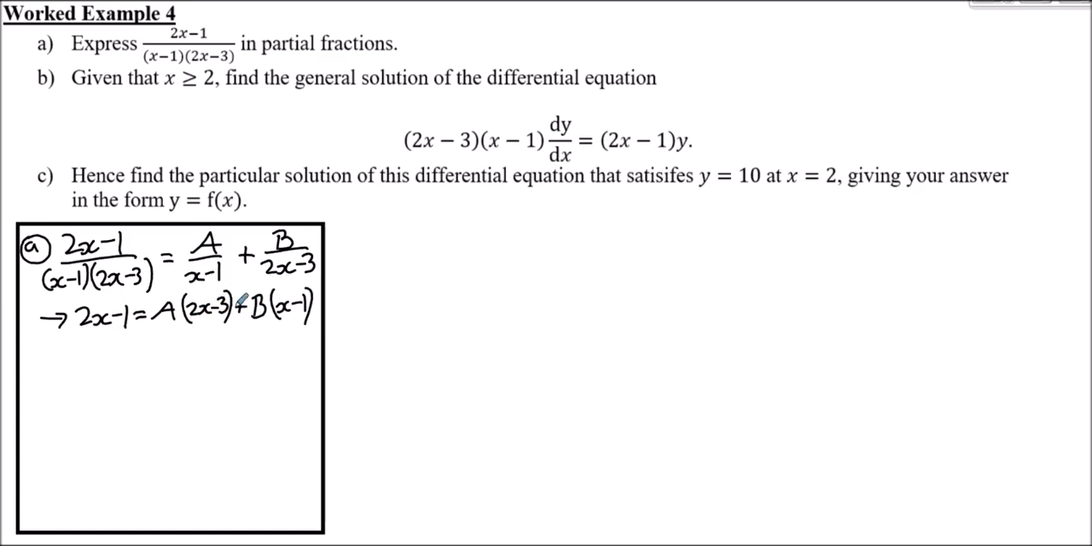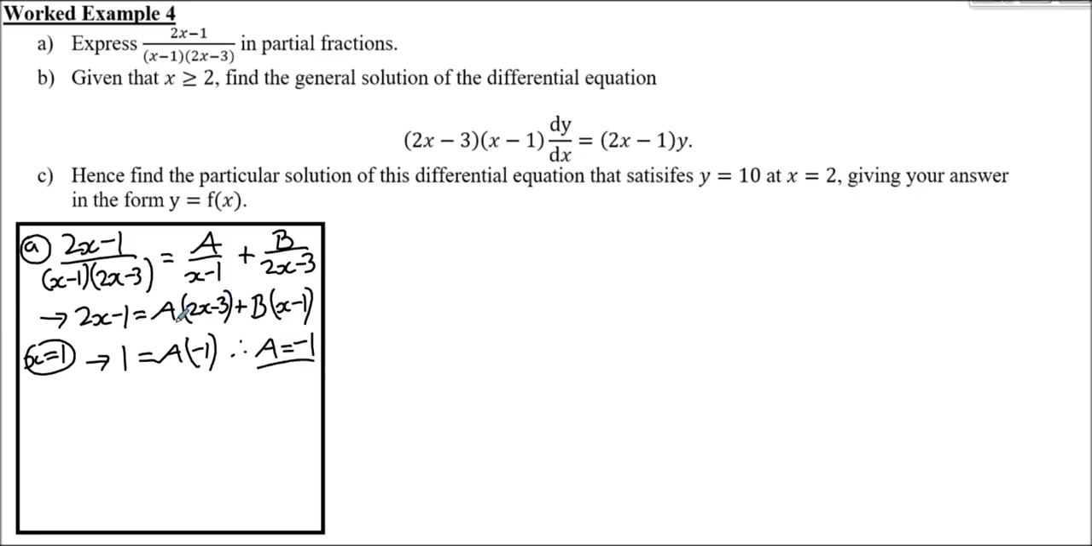First of all, I want one of these brackets to vanish. So I'm going to let x be equal to 1 first, so this bracket becomes 0. If x were equal to 1, 2 times 1 minus 1 becomes 1. Then we get A brackets 2 times 1 is 2, minus 3 is minus 1. So 1 equals minus A, therefore A equals negative 1.